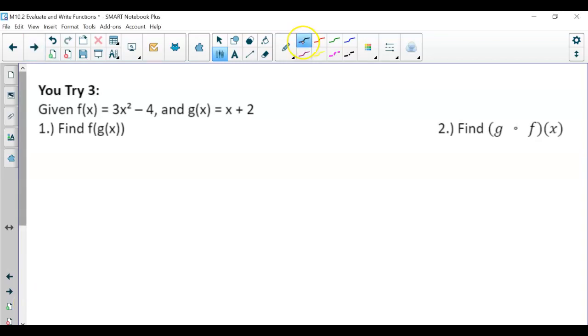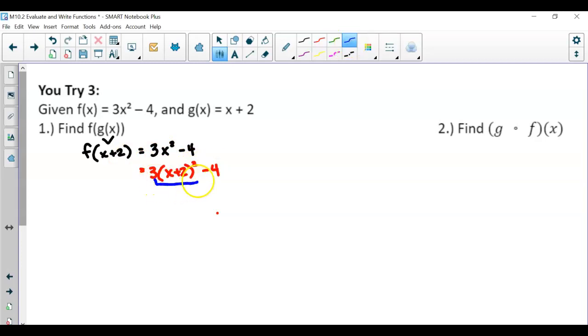And here we go. So here I've got f of g of x. Well, g of x is x plus 2. So now we're looking for f of x plus 2. Well, f of x is 3x squared minus 4. So now let's substitute. This is 3 times, well, what is x? x plus 2 squared minus 4.